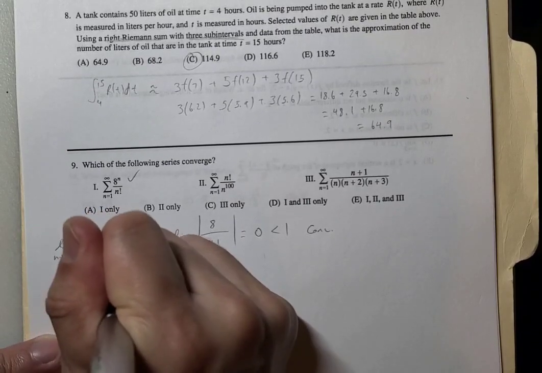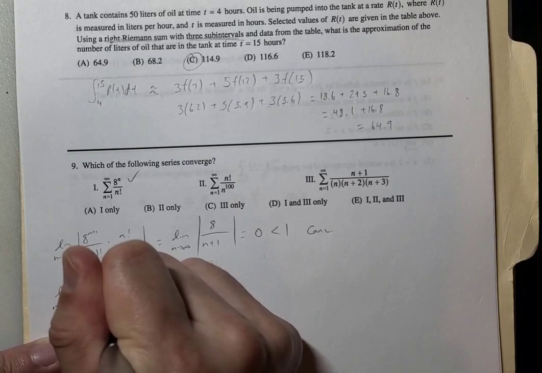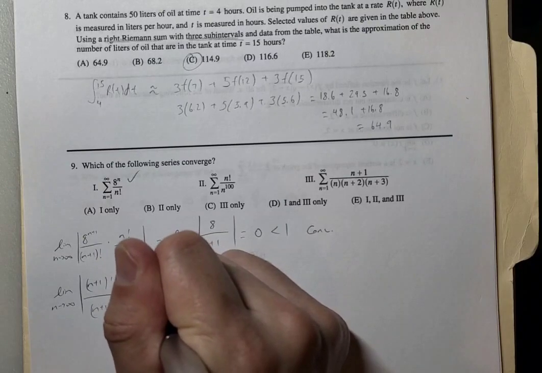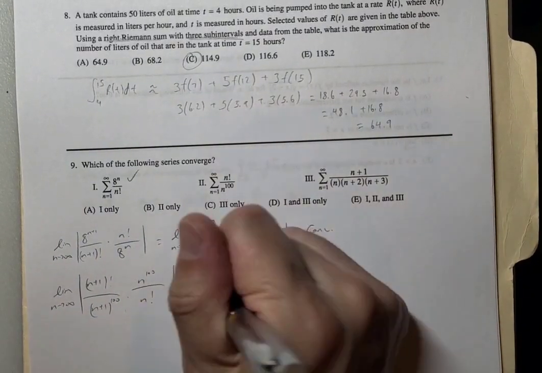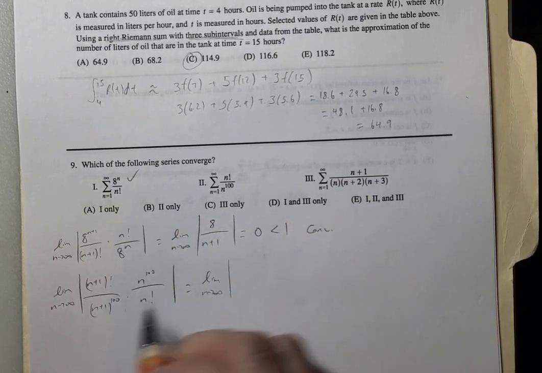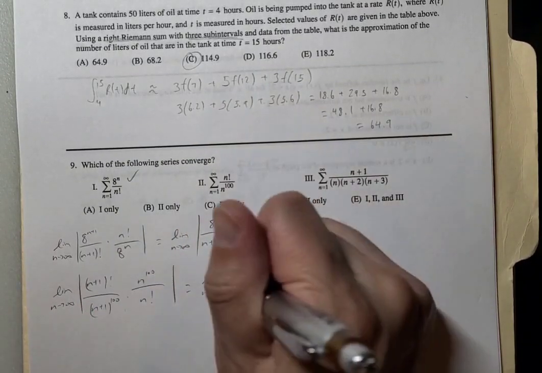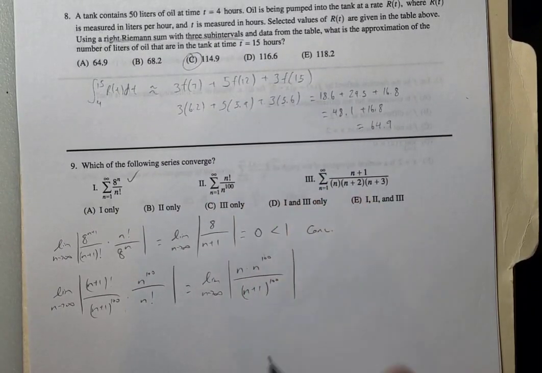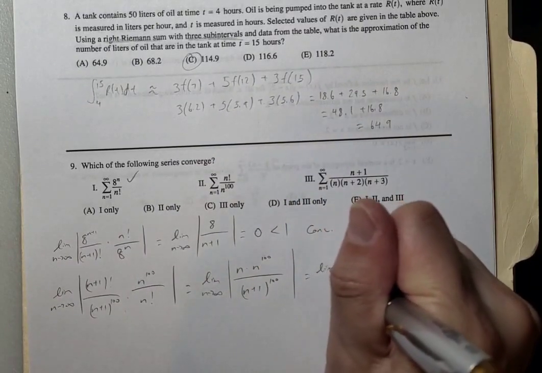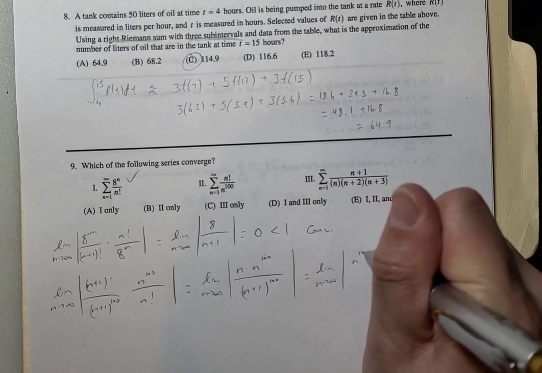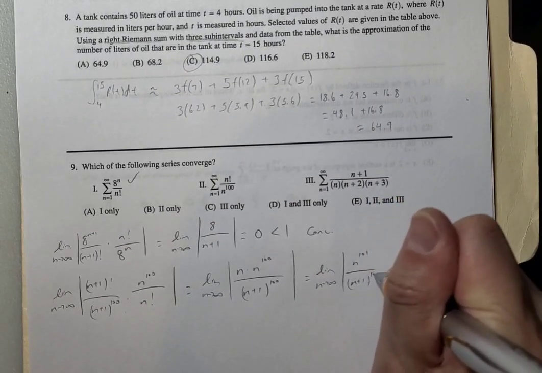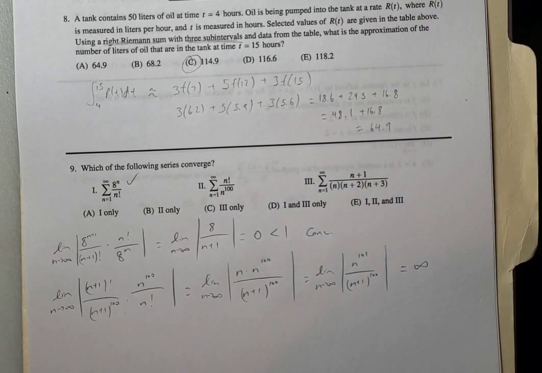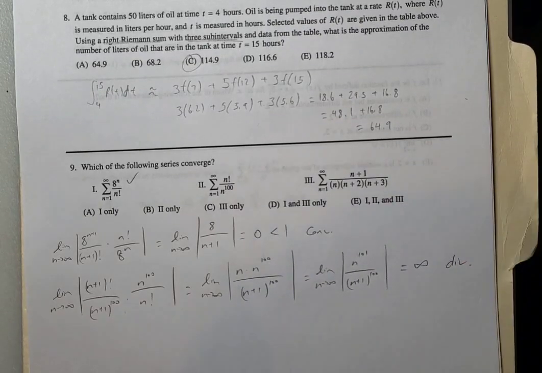So n plus 1 factorial over n plus 1 to the 100 power times n to the 100 over n factorial. Okay, so that's the limit as n goes to infinity of, and we can simplify like we did up here, just n times n to the 100 over n plus 1 to the 100. So we can even rewrite this as the limit as n goes to infinity of n to the 101 power over n plus 1 to the 100 power. If we take the limit of this, it would be infinite. Okay, so this diverges by the ratio test.